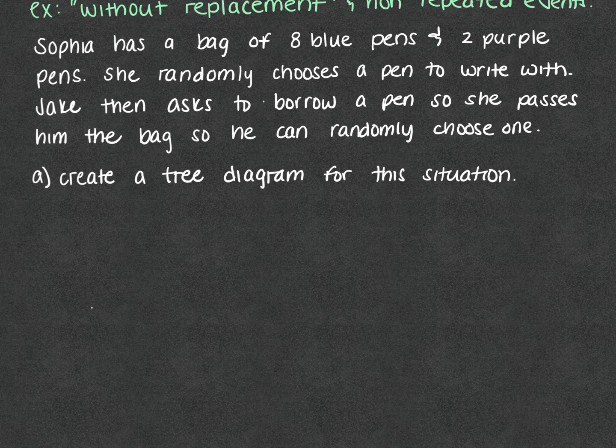All right, the first event that happens is Sophia choosing a pen, and the pens she has to choose from are blue or purple. So Sophia chooses a blue pen, or Sophia chooses a purple pen. The probability she chooses a blue pen would be 8 out of the 10 pens total. Purple would be 2 out of the 10 pens total. After that, she's already chosen a pen, so that pen is no longer in the bag when Jake goes to choose his pen.